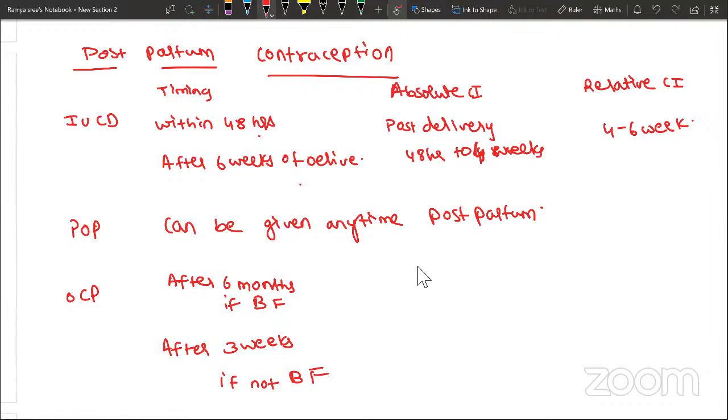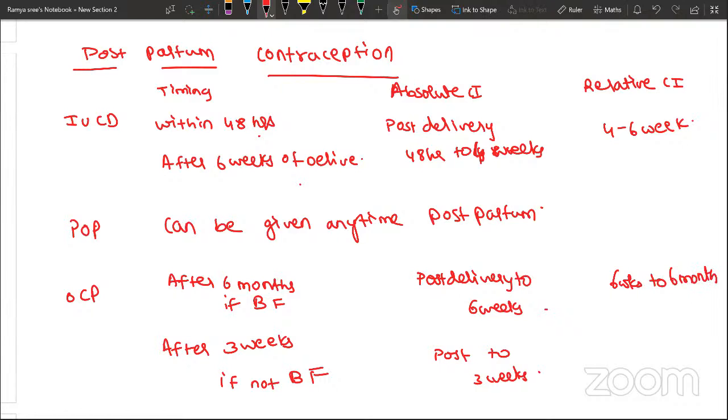Absolute contraindication to start OCPs is post delivery to 6 weeks if breastfeeding, and post delivery to 3 weeks if not breastfeeding. Relative contraindication is between 6 weeks to 6 months. So I hope you all have clarity now about postpartum contraception. It is never a single liner that IUCD is the choice or POP is the choice. It depends on the case scenario.